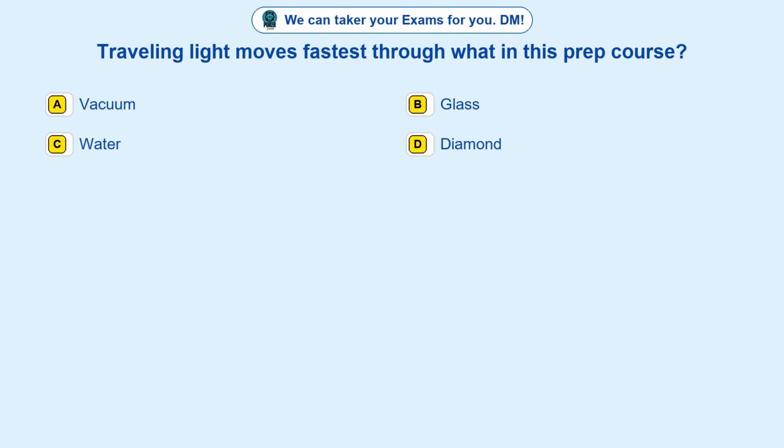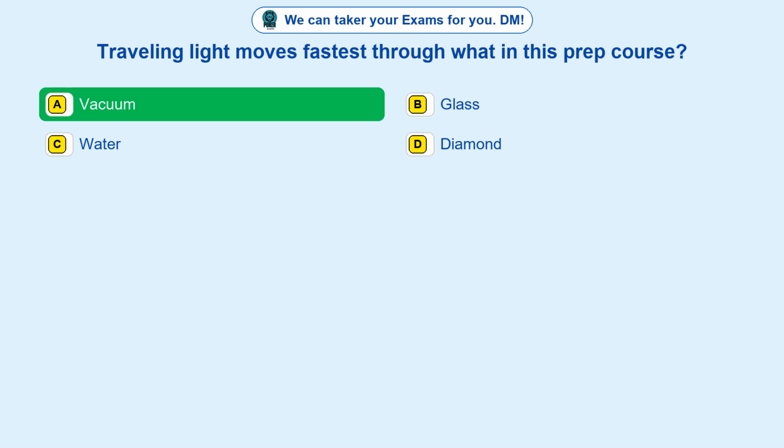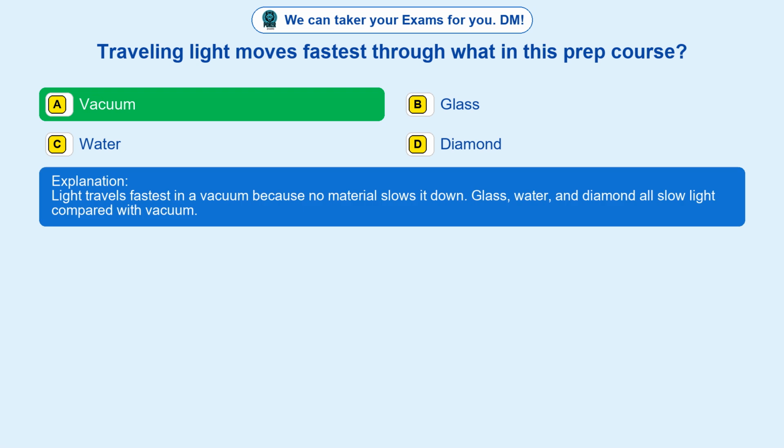Question 66. Traveling light moves fastest through what in this prep course? Option A, vacuum. Option B, glass. Option C, water. Option D, diamond. The correct answer is option A. Vacuum. Light travels fastest in a vacuum because no material slows it down. Glass, water, and diamond all slow light compared with vacuum.